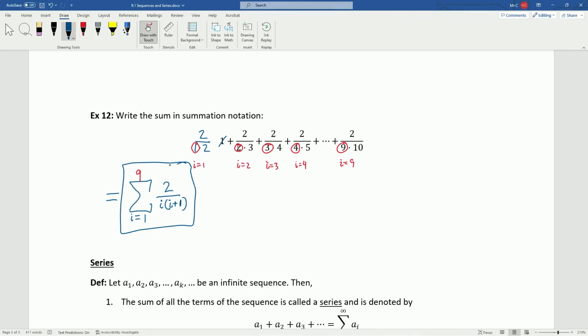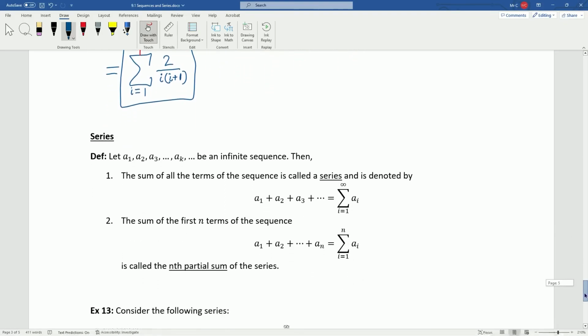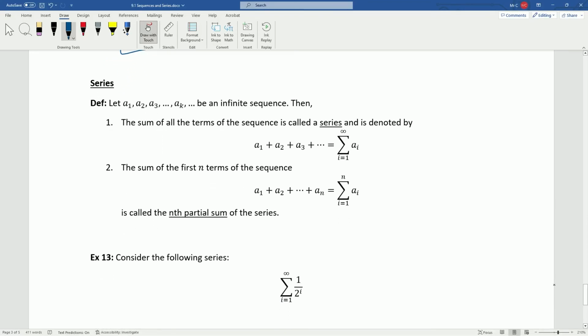Okay, now we'll touch on one last topic here, and this is really just going to be an introduction of an idea, just to get it into the back of your head so that when it comes up later, it's not completely new. This is the idea of a series.